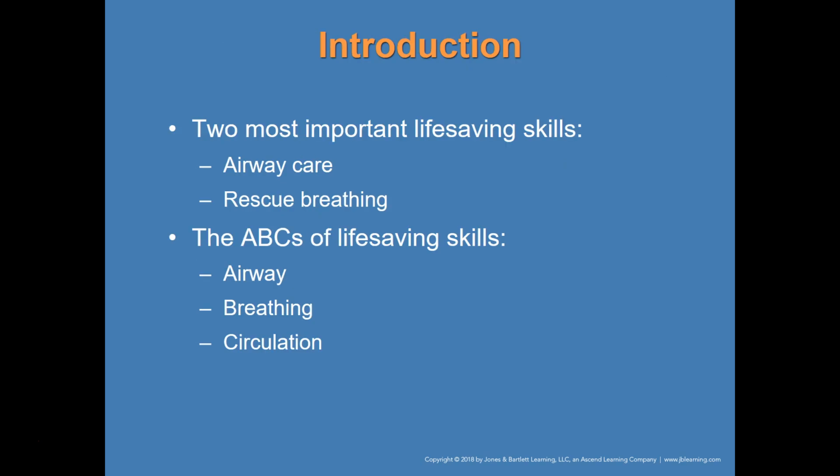So, two most important life-saving skills. One is going to be airway care and rescue breathing. When we talk about life-saving skills, we talk about the ABCs, which is airway, breathing, and circulation. So something that everybody needs to survive. We have to have an airway. We have to have an open airway without any obstructions. We have to breathe. We have to keep that oxygen coming in and the waste products, CO2, going out. And then we also have to have the circulation to move that oxygenated blood. Once it's in the body, we need to move it around, and that's where the circulation comes from.